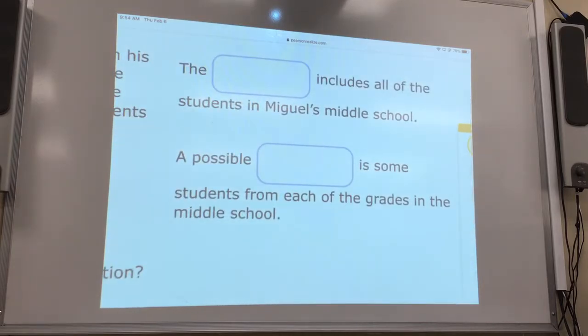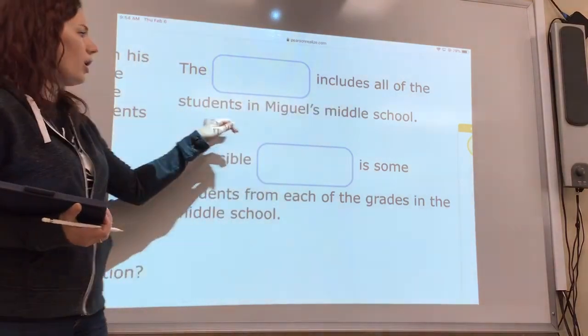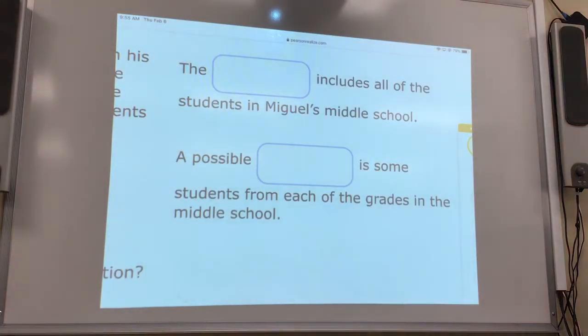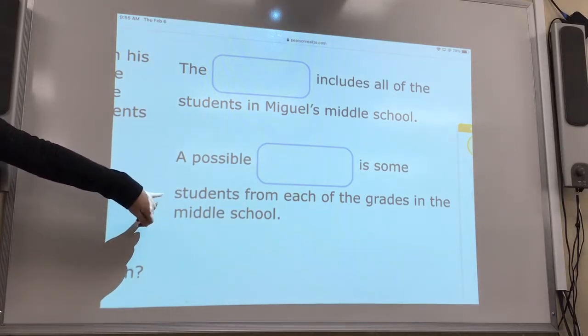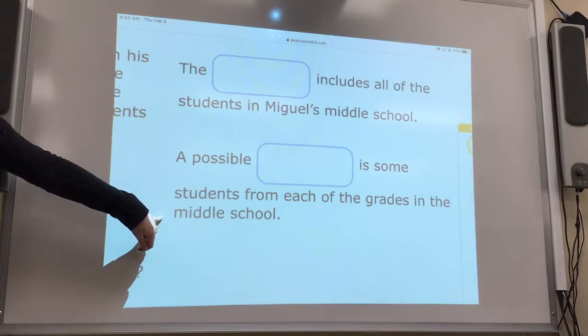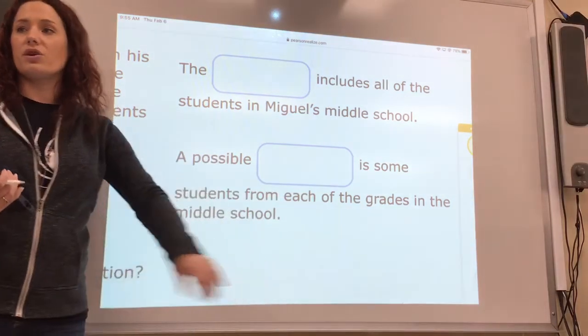In that situation, the blank includes all the students in his middle school. What is the vocabulary term for that? If he's looking for all the people in his middle school, what would that be called? Population. That would be called the population, because it's all the people in his middle school. A possible blank is some of the students from each of the grades in middle school. What would that be called? Yeah, that would be called a sample. A sample would be asking a couple of kids from each of the grades.